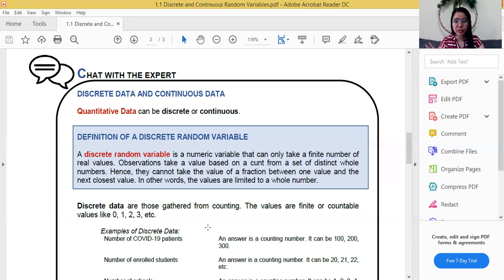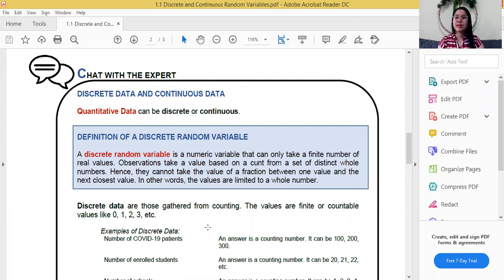These are counting numbers. But if you say continuous random variable, it means that the answer or the numeric variable can take a part. What do you mean by part? It can take a fraction or a decimal after the whole number. Like it can have 1/2, it can take the value of 3/4, 0.75. These are continuous random variables.